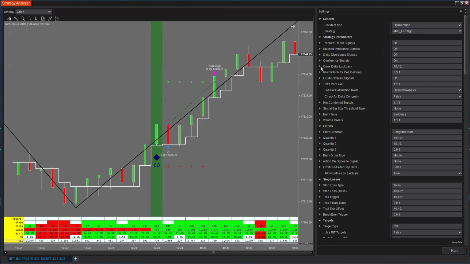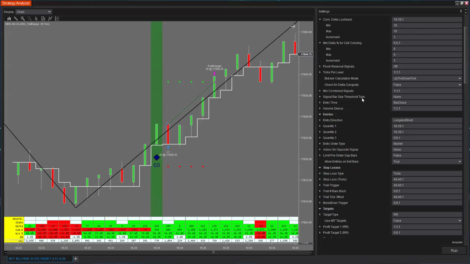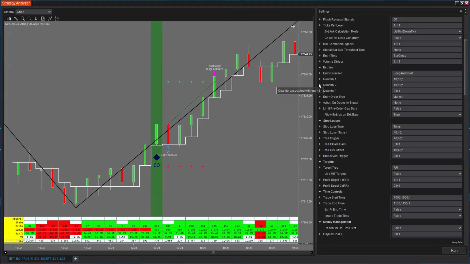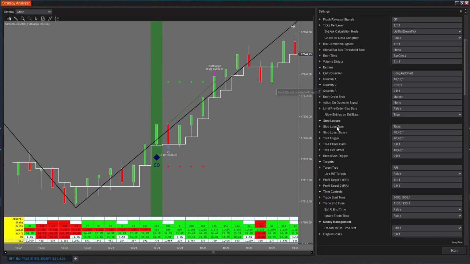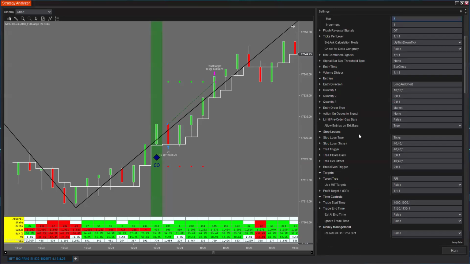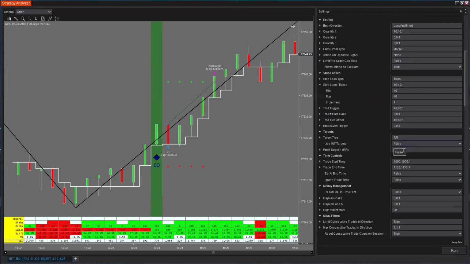All right, so cumulative delta look back. We're definitely gonna do that one. We're definitely gonna do this. Initially, I'm just gonna set these to 0. I don't care about quantity just yet. But I just want the first trade to start. Stop loss, we're definitely gonna look at, because the stop loss is affecting our risk reward as well, our targets, because targets are risk reward, which we can optimize as well later on.